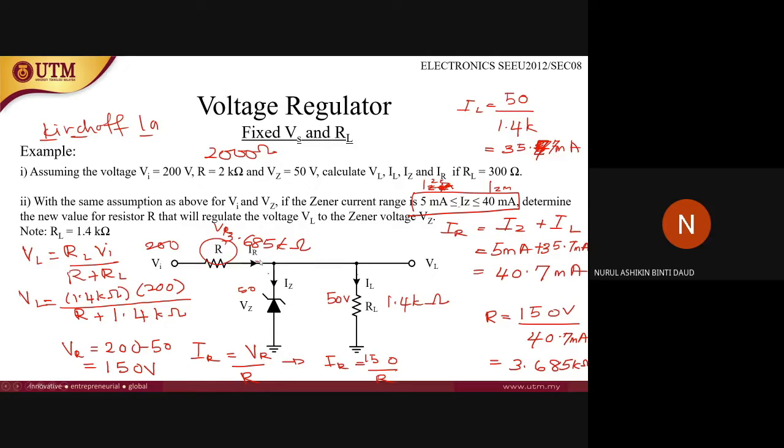Once you get the value of IR, now you can find the value of R. Since you know the VR value, it is 200 minus 50, because there is a 50 here. The VZ, the diode drops here, so 200 minus 50. The value of VR is 150. So now you already know the voltage of VR and also the current for VR, and you can find the value of R. The value of R is 3.685 kilo ohms. Right?